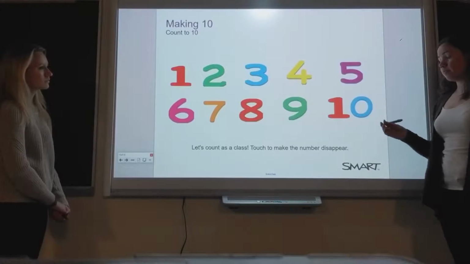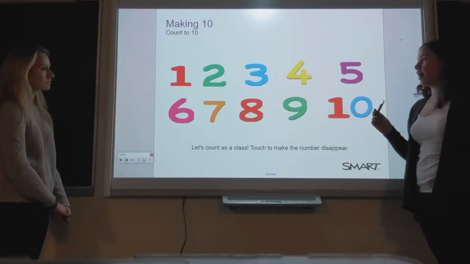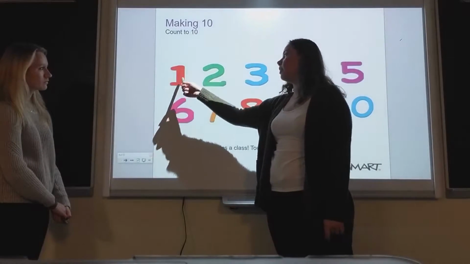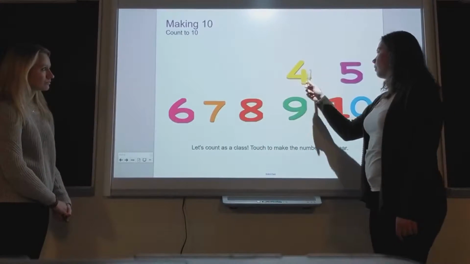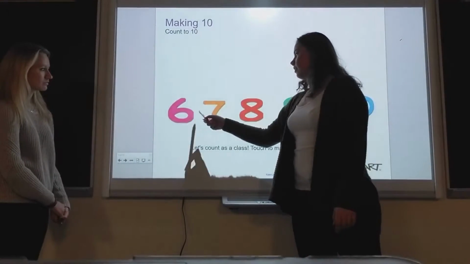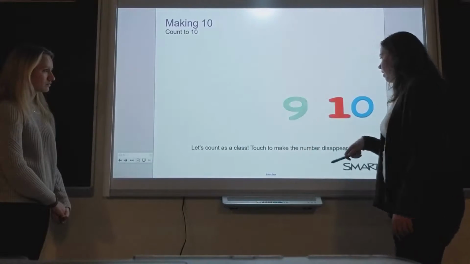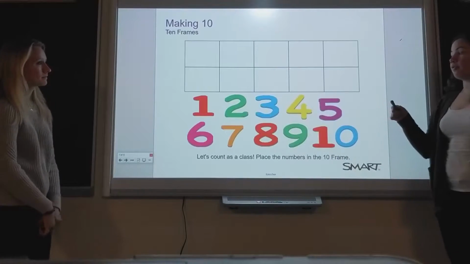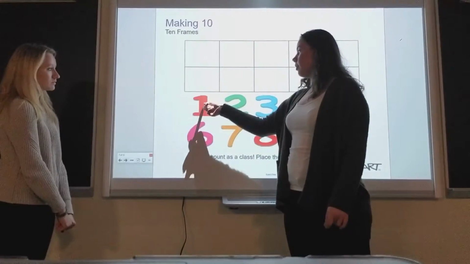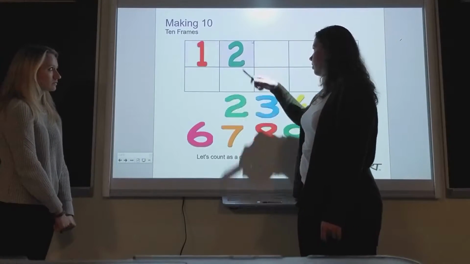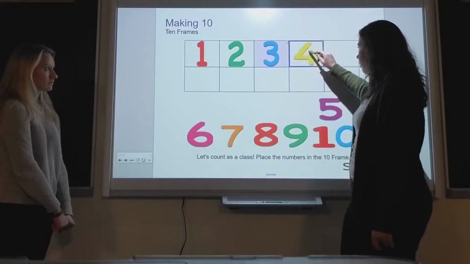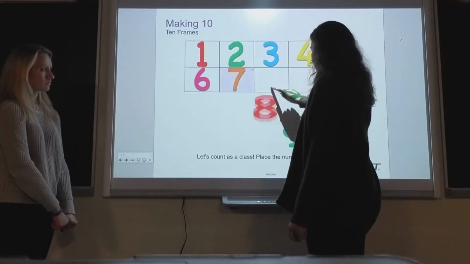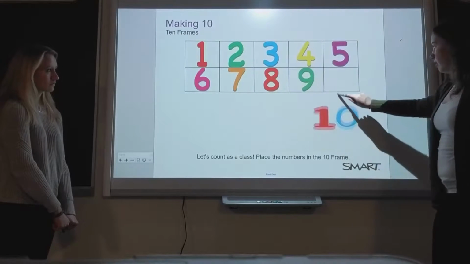So we're going to use the same format from before when we were counting to 5. So this is where the numbers disappear. So as a class together, we're all going to count to 10. So we go 1, 2, 3, 4, 5, 6, 7, 8, 9, and lastly will be 10. Next, we're going to use the frames. So we're going to start dragging the numbers. So we're going to go 1, 2, 3, 4, 5, 6, 7, 8, 9, 10.